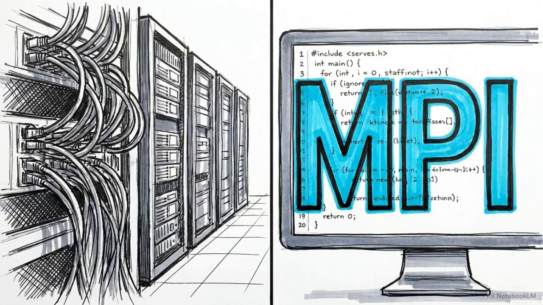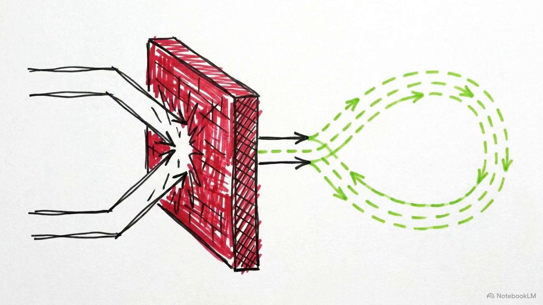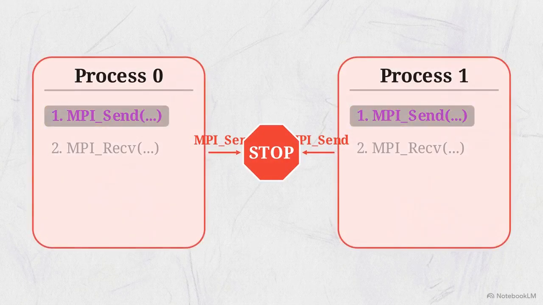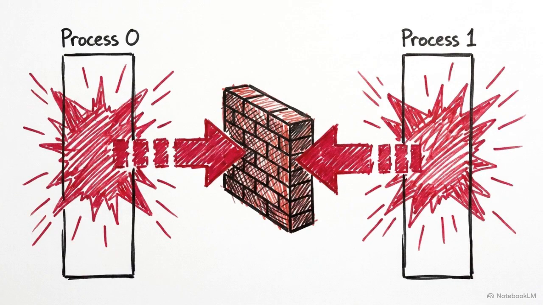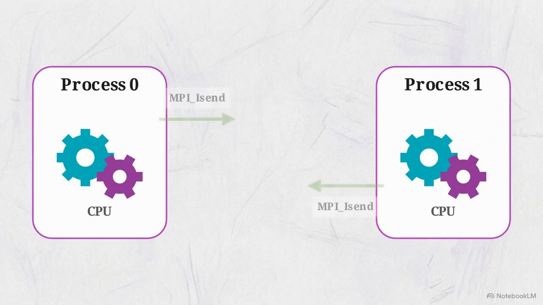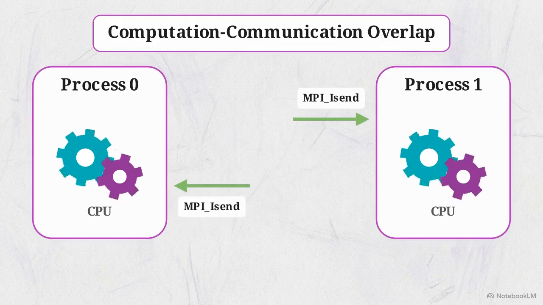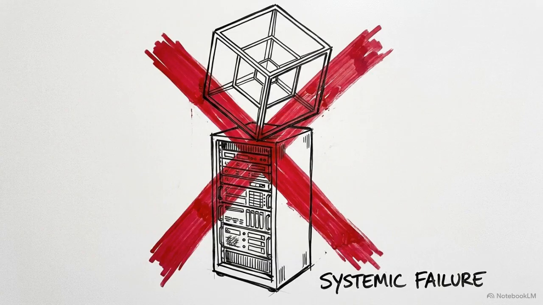You have to interface with it using software, specifically the Message Passing Interface, or MPI, and you have to choose between blocking and non-blocking communication. If process 0 and process 1 simultaneously call a blocking MPI send to each other, neither function returns until the message is received. Both processors wait forever in a deadlock. MPI iSend solves this by initiating the transfer in the background and returning immediately, allowing the CPU to execute computation-communication overlap. An optimized hypercube network is entirely wasted if your software protocol blocks the CPU and forces it to sit idle waiting for data transfers.